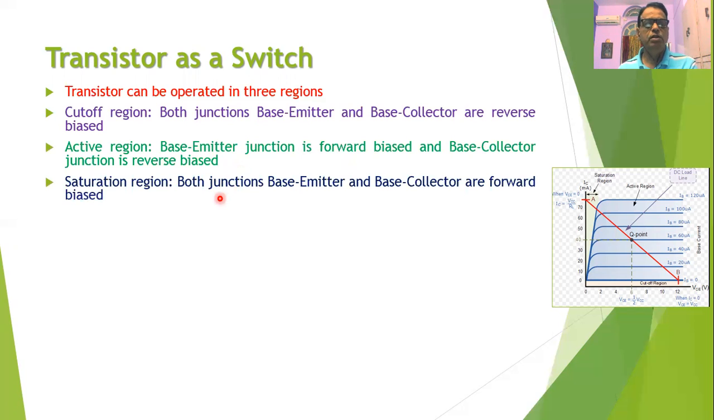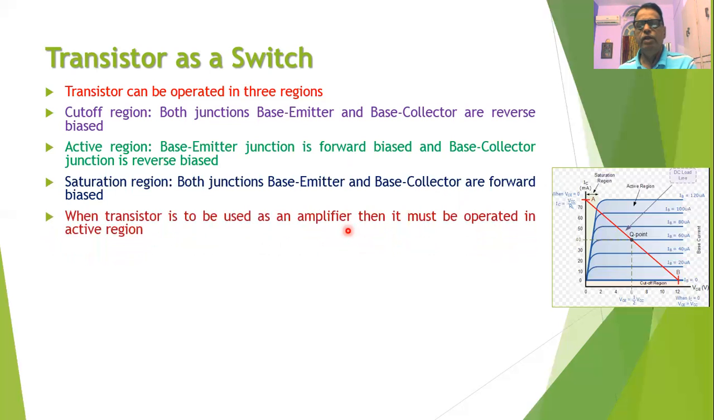The third region is called the saturation region. In saturation region, the base emitter junction and the base collector junction of the transistor both are forward biased, and therefore the collector current that is flowing through the transistor is maximum, and this is called the saturation value of the collector current.